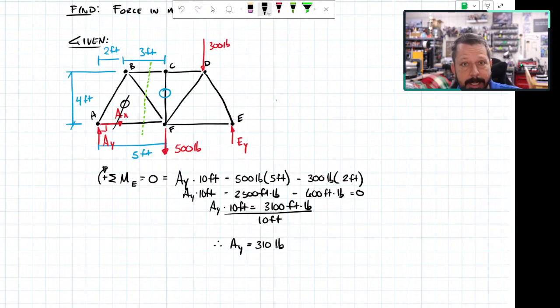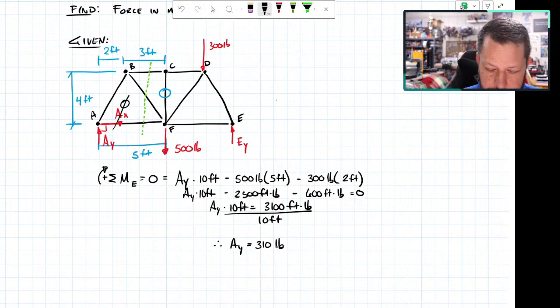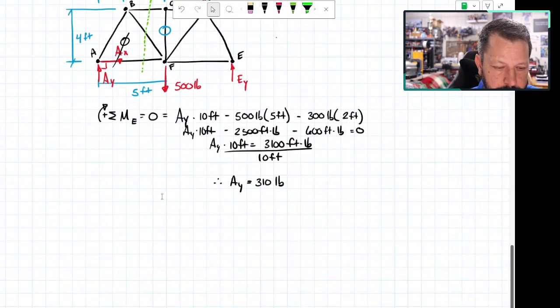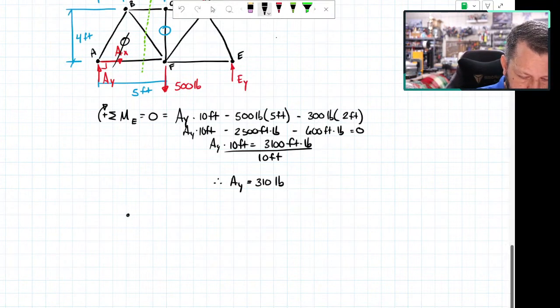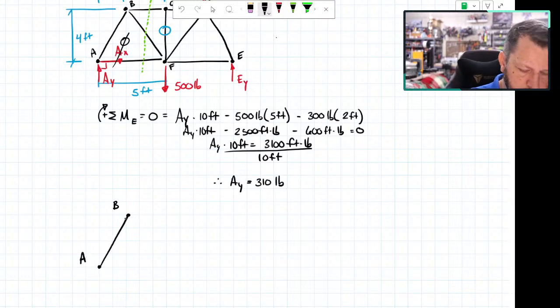So last time, with method of joints, we could have gone into joint A, solved for the force at AB, then moved to B and solved for BF and been done. But we're doing method of sections, so I'm now going to draw section AB. So there's B, and there's A. There's member AB, and there's the AY I just solved for.